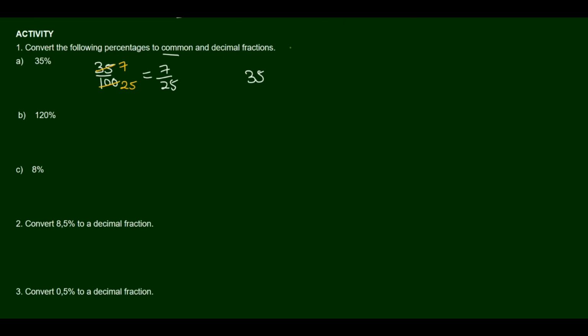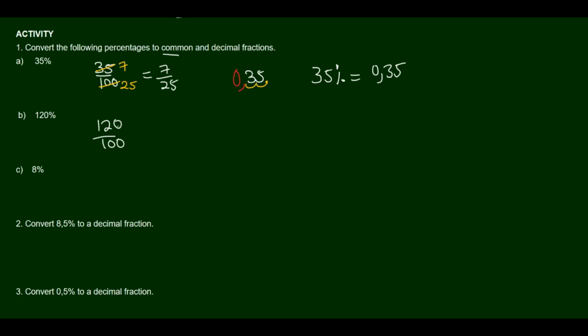Right, and then as a decimal fraction, we write our 35, and then we divide it by 100. So where is the comma? The comma is here. Then we move it how many times? 1, 2. So the comma is now there, and then we put a 0 there. So meaning that 35% is equal to 0,35.